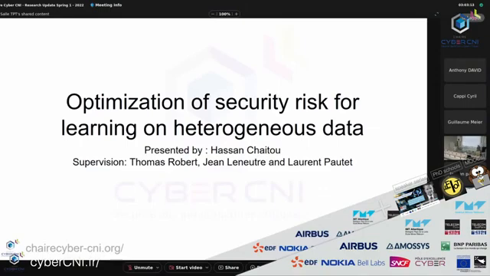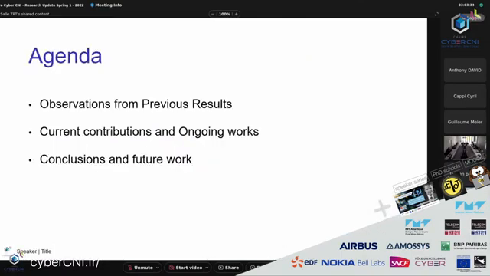So hello everyone. It's my pleasure to be here today to present my updates on my PhD. I'm in the third year of my PhD, which is entitled Optimization of Security Risk for Learning on Heterogeneous Data, under the supervision of Thomas Robert, Jean Lenôtre, and Laurent Potet. Today in this presentation, I will start with some observations from previous results, and then I will talk about the current contributions and ongoing work. I will end with conclusions and future work.